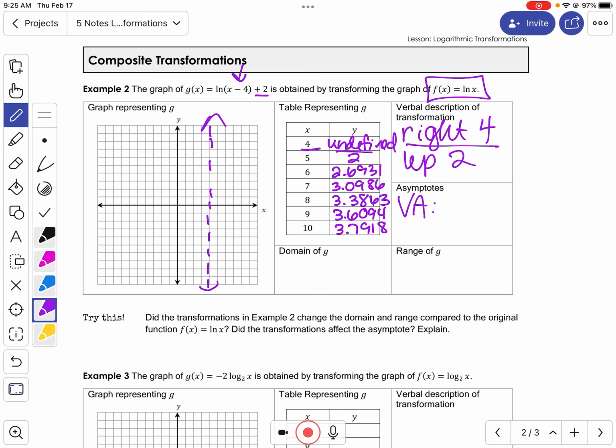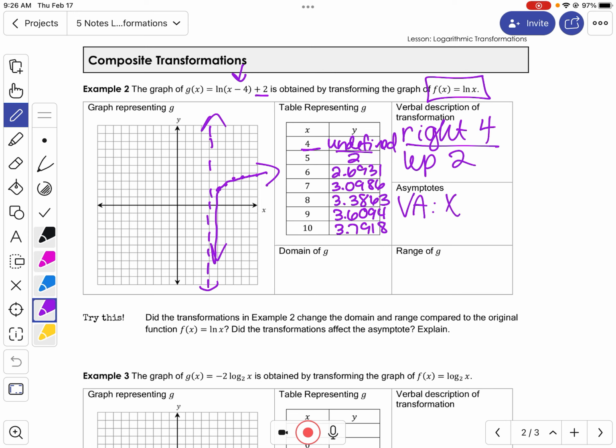So we're going to graph 5, 2, 6, 2.693, 7, 3.09, 8, 3.38, 9, 3.6, and 10, 3.7. So make sure whenever you graph it, that it is approaching that vertical asymptote.